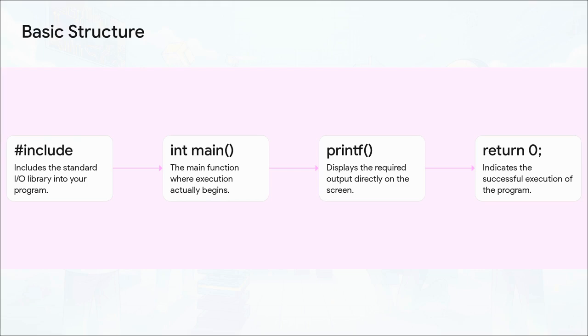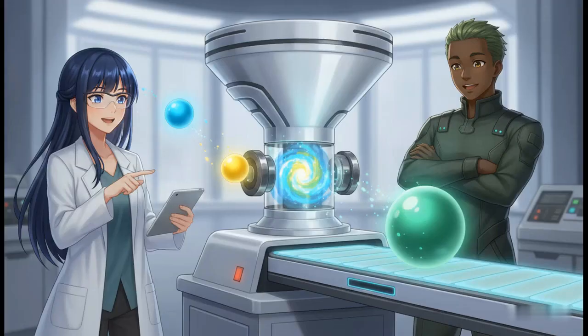You can think of this as the front door where the execution actually kicks off. Inside that room, printf displays our desired output, and finally, return 0 turns out the lights. That just signals to the computer that the whole program executed successfully. Pretty straightforward, right?